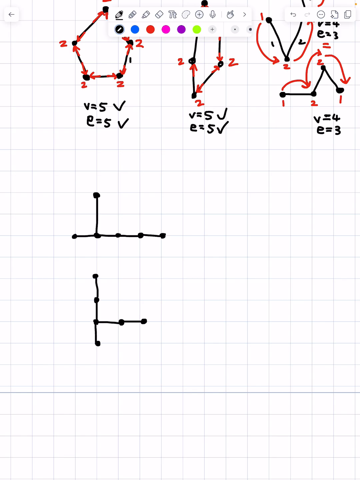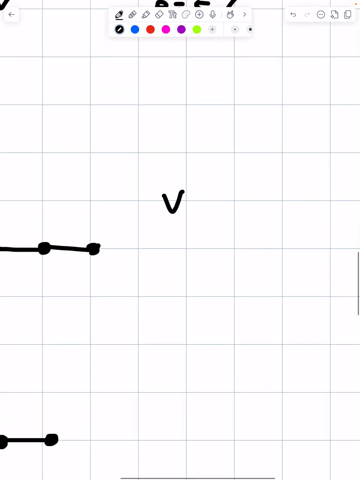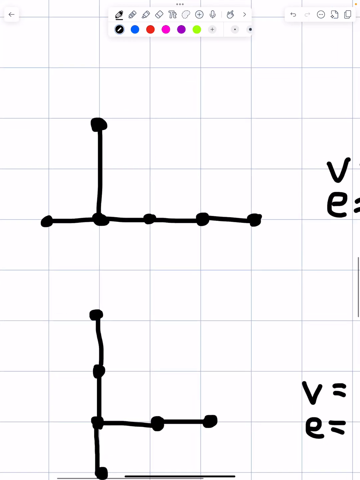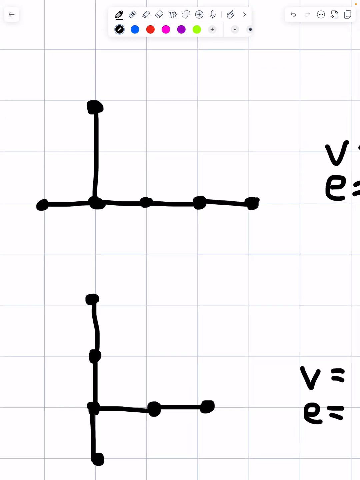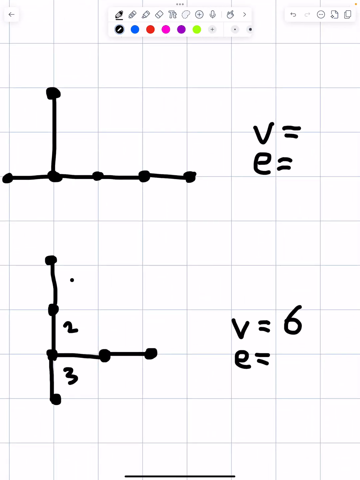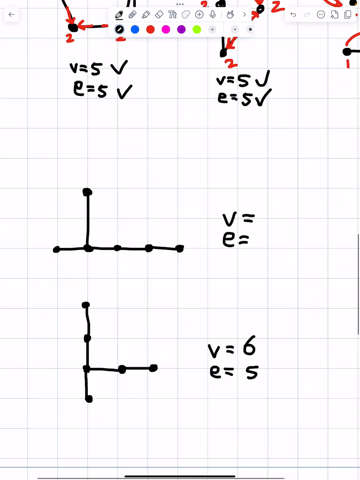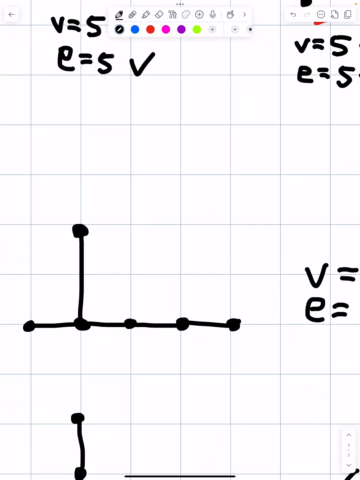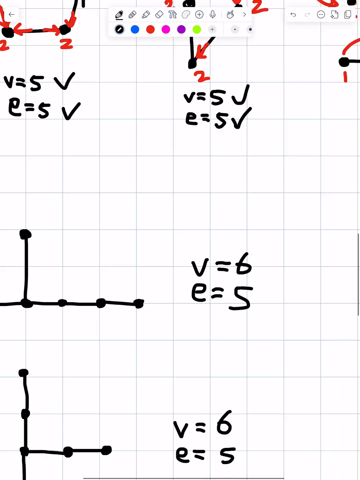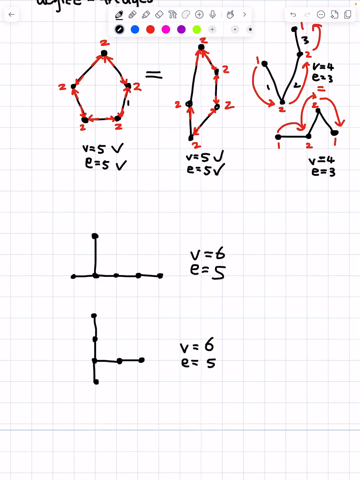Okay, now let's do this. We can first start by, again, counting out how many vertices there are and how many edges there are. So there are 1, 2, 3, 4, 5, 6 vertices, and there are 1, 2, 3, 4, 5 edges. 5 edges. Same, let's go see here. 1, 2, 3, 4, 5, 6 vertices. 1, 2, 3, 4, 5 edges. So that looks good so far. Looks like they're equal so far.